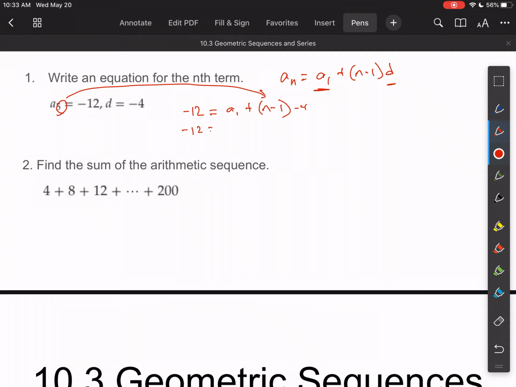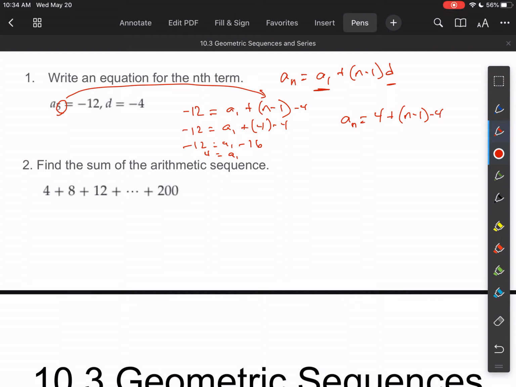So I have negative 12 is equal to a sub 1 plus, if I plug this 5 in for n, it'll be 4 there, because it's 5 minus 1, times negative 4. So I end up with negative 12 is equal to a sub 1 minus 16. If I add 16 to both sides, the first term is equal to 4. Now that I have that, I can make an equation for this. The nth term is equal to the first term, which is 4, plus n minus 1 times d, d being negative 4.